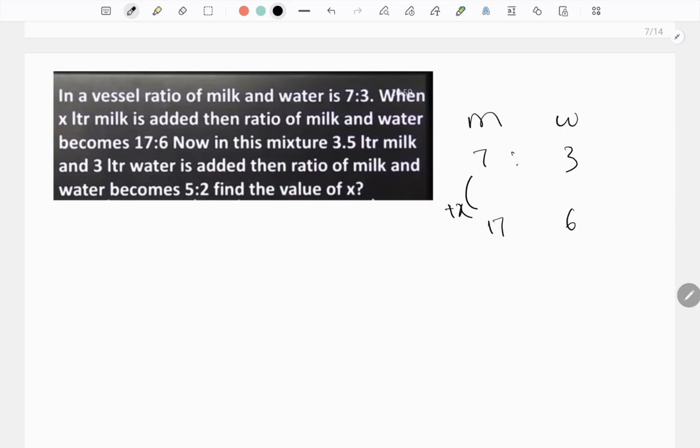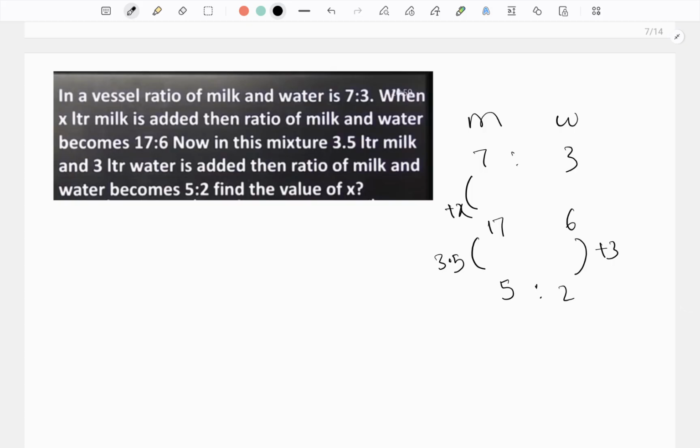Okay. First of all, when x liters of milk is added, the ratio becomes 17:6. Now this mixture becomes, 3.5 liters milk is added. Okay, 3.5 liters milk is added and 3 liters of water is added. Then ratio of milk and water becomes 5:2. Okay, 5:2. Fine. Then find the value of x.